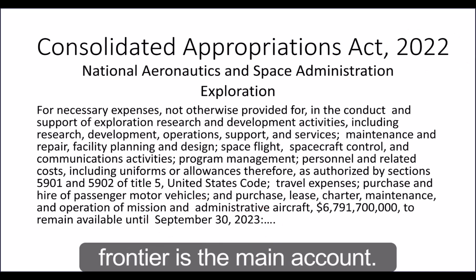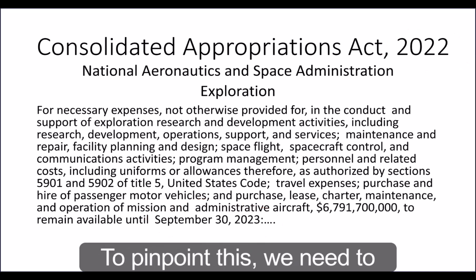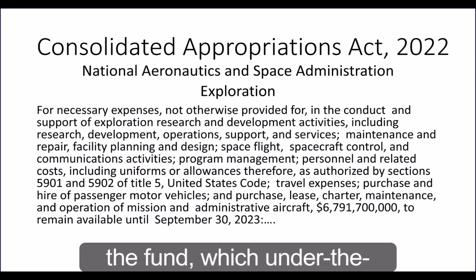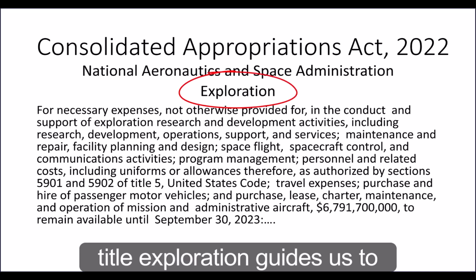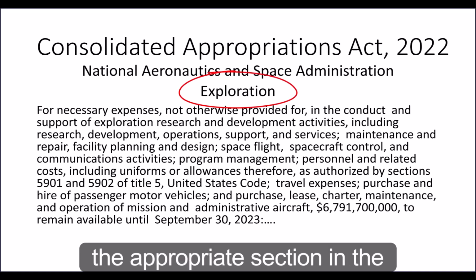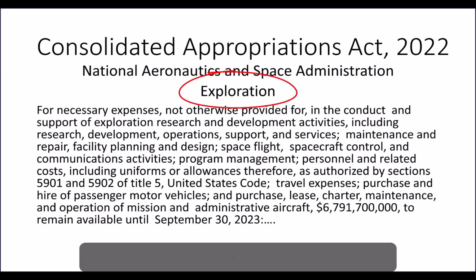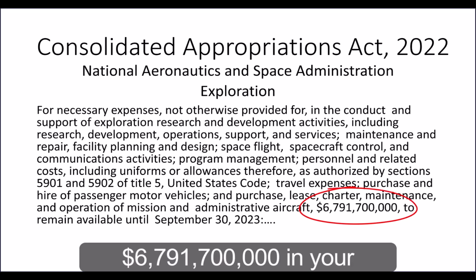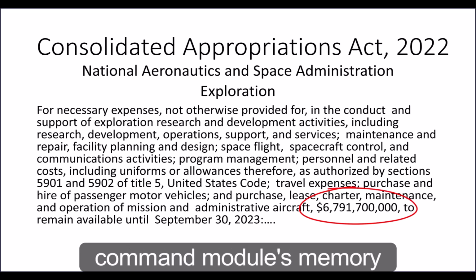The final frontier is the main account. To pinpoint this, we need to engage with the purpose of the funds, which under the title Exploration guides us to the appropriate section in the FAST book. And keep that total appropriation amount, the $6,791,700,000, in your command module's memory banks.